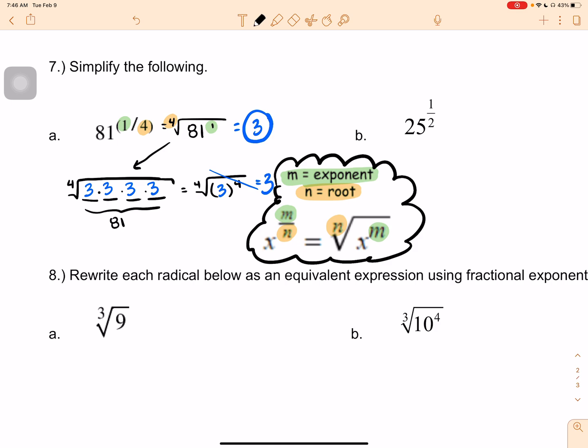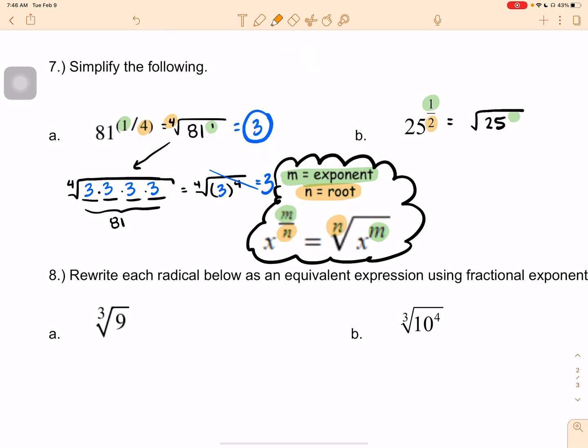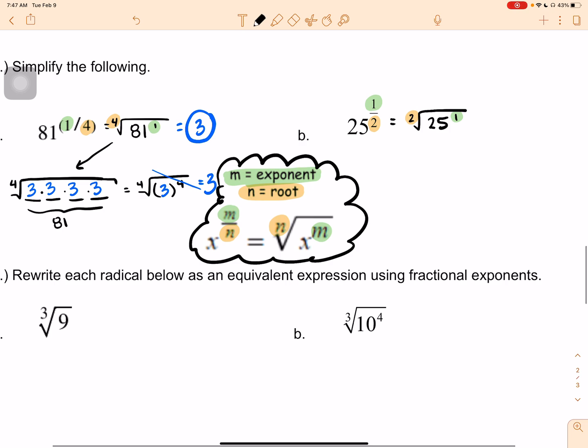Okay, so now for part B, I have 25 to the 1/2 power. So I know I'm going to have a square root of 25 here. Now I'm going to go and highlight. So the top one is my exponent of the 25 inside, and the bottom one is the root. So this one would be a 2 and a 1. So this is 25 to the first power, the square root of 25 to the first power.